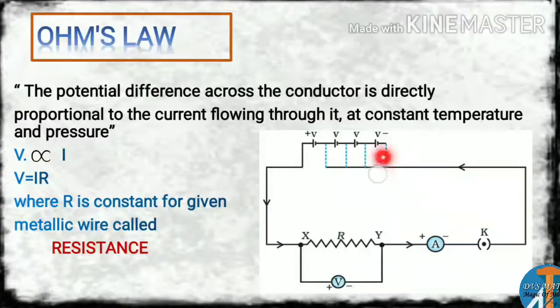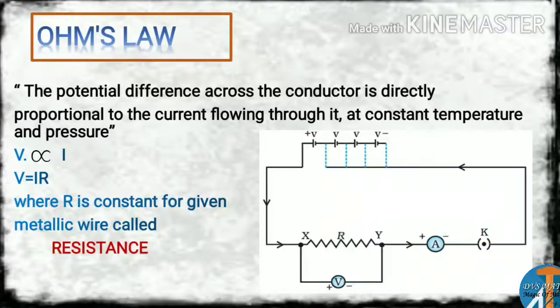It is very important, and this question is very important: state Ohm's law with a circuit diagram, or explain Ohm's law with the help of a circuit diagram. First you have to write the statement that the potential difference across the conductor is directly proportional to the current flowing through it at constant temperature and pressure. V is proportional to I, V is equal to IR, where R is a constant called resistance.